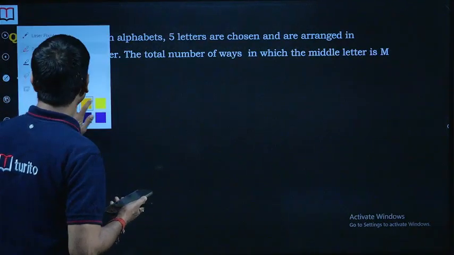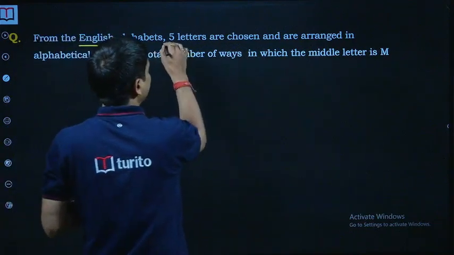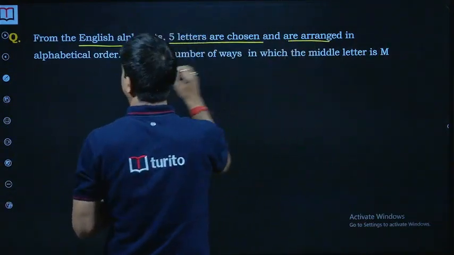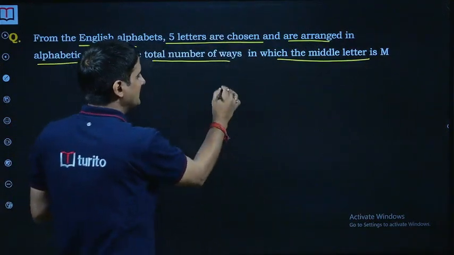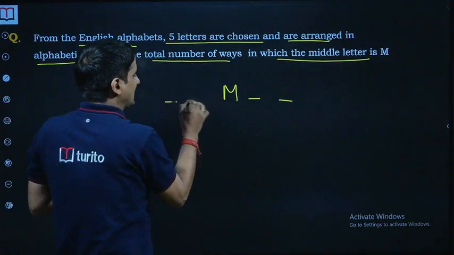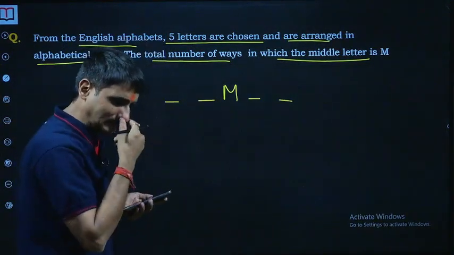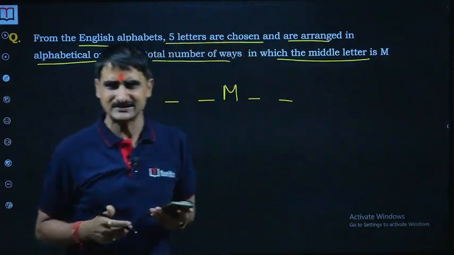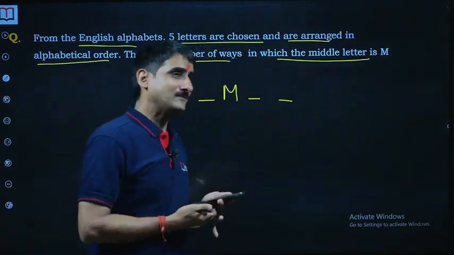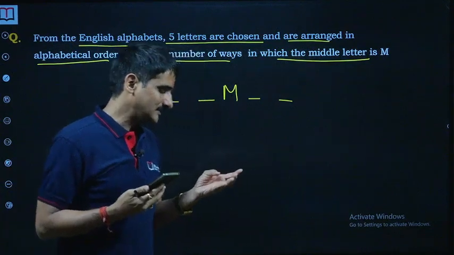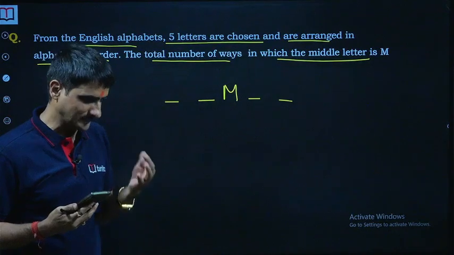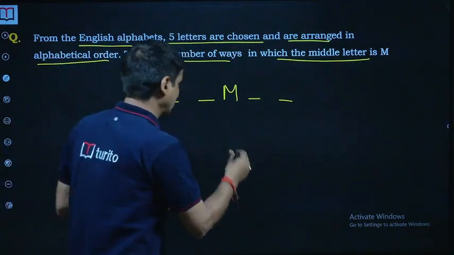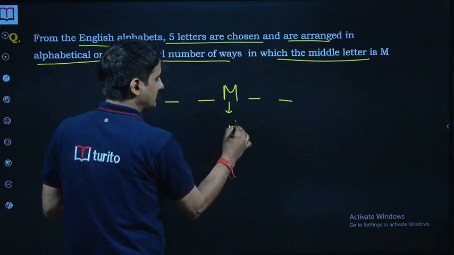Now the next question is: from the English alphabet, 5 letters are chosen and are arranged in alphabetical order. Then find the total number of ways in which the middle term is M. Middle term is M. So there are 26 alphabets in English. A, B, C, D, E, F, G, H, I, J, K, L, M. It's the 13th alphabet in alphabetical order.